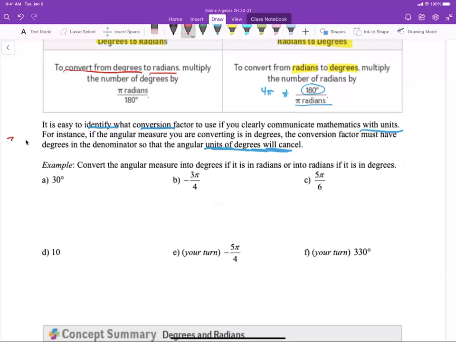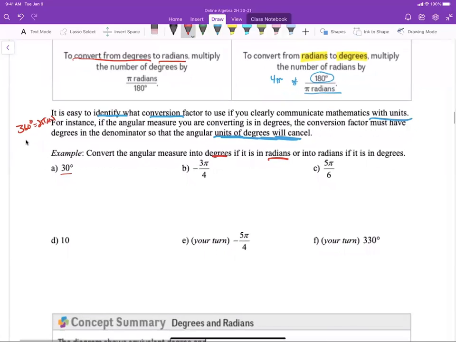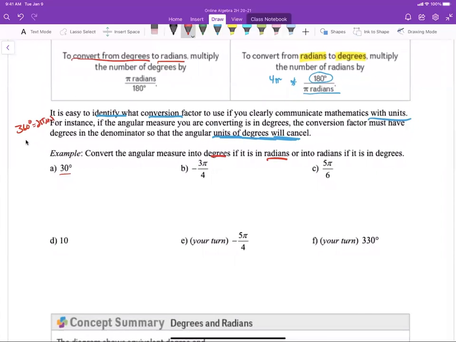Again, 360 degrees equals 2 pi rads. So I want to convert either to degrees or radians based on what they gave us. They gave me 30 degrees. I want to convert that to radians. So I'm going to multiply that by, well, degrees better be on the bottom because I need my degrees to cancel. And we can say 180 degrees is equal to pi radians.